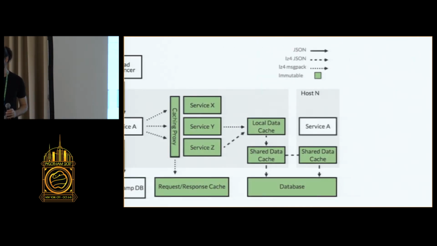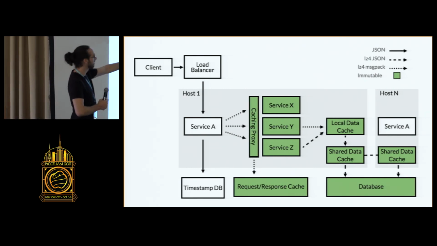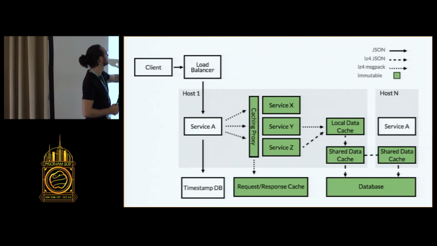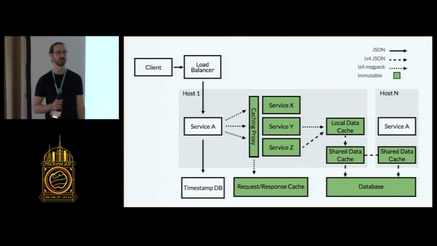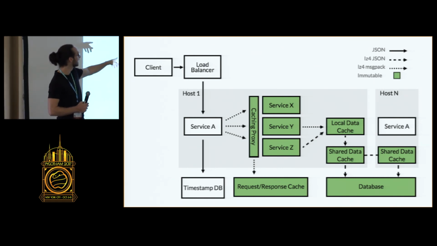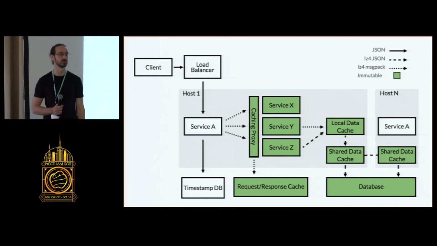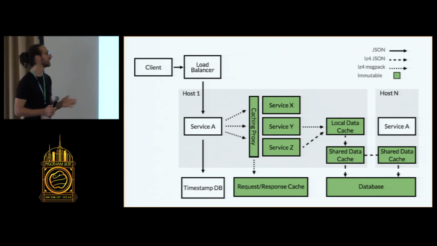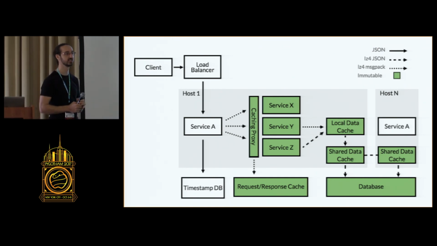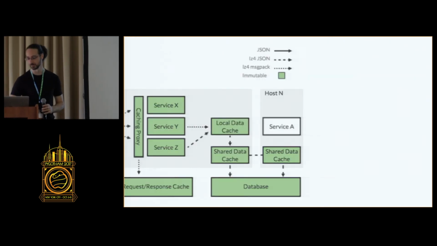Oh, one of the things I didn't point out here that I wanted to is that these arrows actually represent different forms of data interchange. So obviously to our clients, we're sending back pure JSON. But in between our services, we'll use LZ4 MessagePack, just because it's that much faster. Right? And it's okay to have a heterogeneous system like this at layers that your customers can't see.